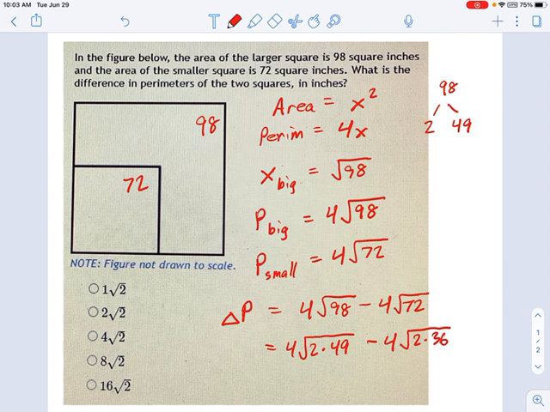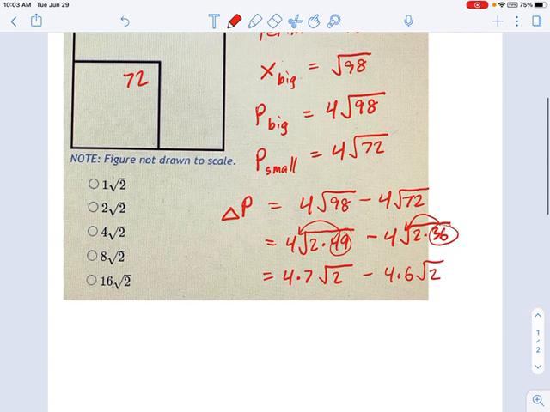So I can rewrite these things as 4 times 7. I'm going to pull out the 49 from the radical sign, and that's going to come out here. The square root of 49 is 7, so it's 4 times 7 times the square root of 2, minus, likewise, I'm going to pull out a 6 from the square root sign, and that's going to be 4 times 6 times the square root of 2. So now we're going to get practice using radical arithmetic. 4 times 7 is 28, so I have 28 radical 2 minus 24 radical 2.